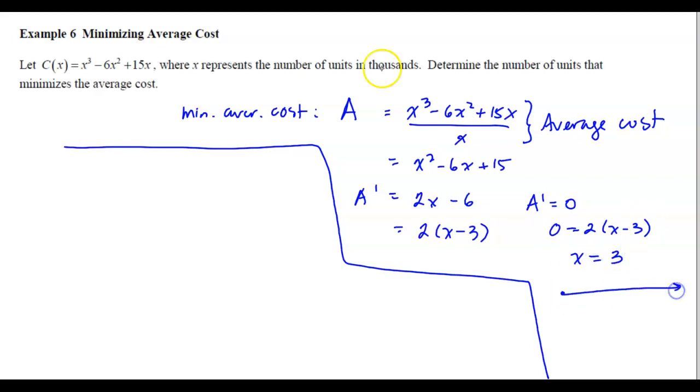Three times 1,000, so 3,000. But we'll keep it as the x value there. So when x is 2, that will be a negative. When x is 4, that would be a positive. So this is a local min.